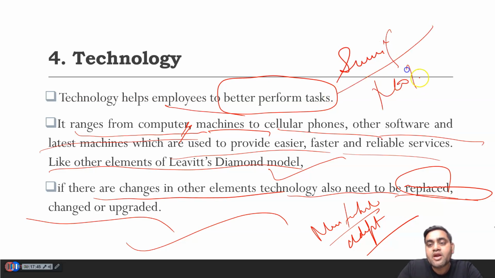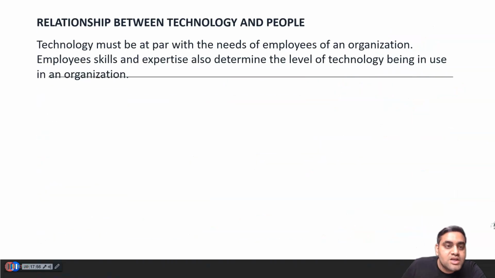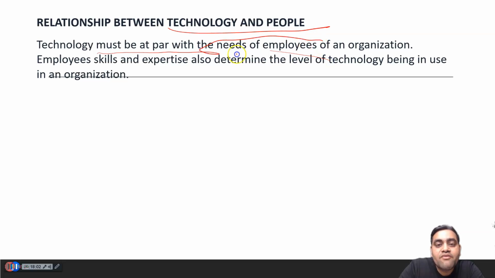The best example you can get here is Nokia. Nokia was not able to adapt to the disruptive change of Android, and because of this, they were not able to survive, right? So moving on, let's look at the relationship between technology and the other components. First is technology with people. Technology must be at par with the needs of employees. That means if we are bringing in any technology, we need to understand the needs of the employees as well.